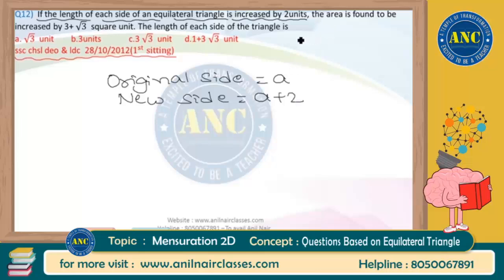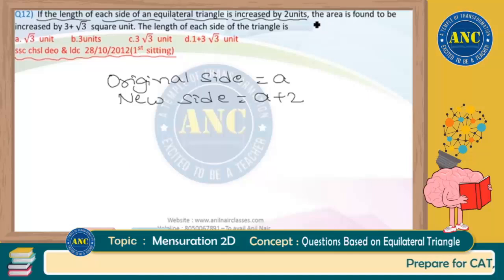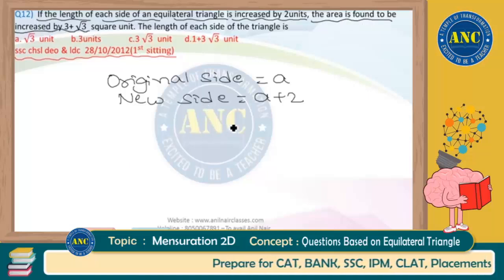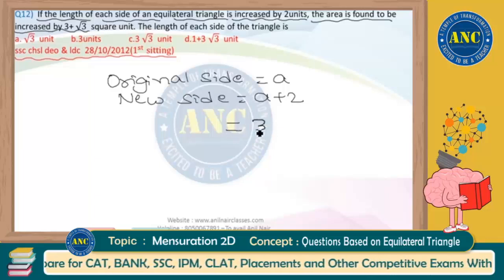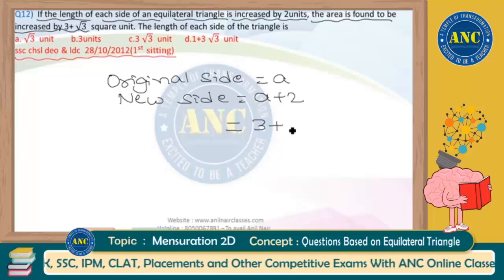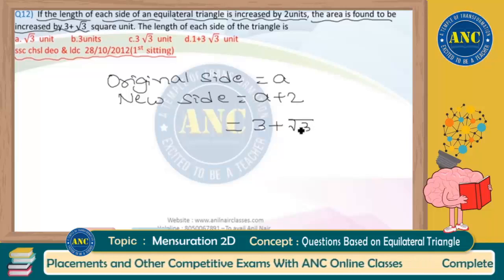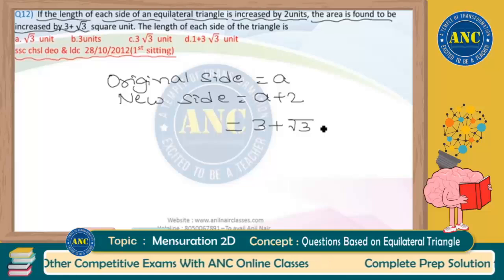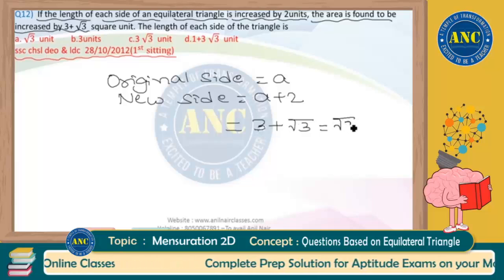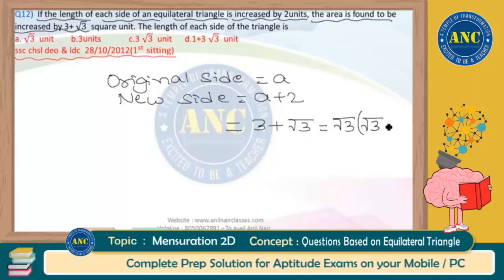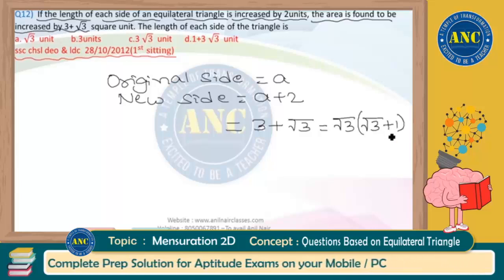Because I am increasing the side by 2 units, area is found to be increased by 3 plus root 3. That means the difference between the old area and the new area should be 3 plus root 3, right? 3 plus root 3 can also be written as 3 is root 3 into root 3. If I take root 3 as a common factor, it becomes root 3 plus 1, right? It becomes root 3 plus 1.